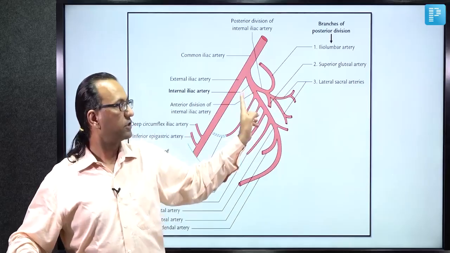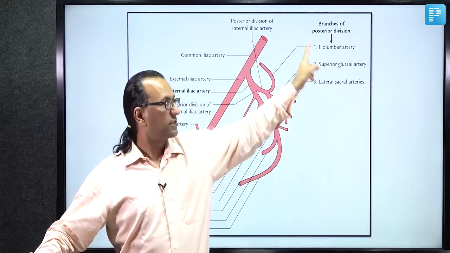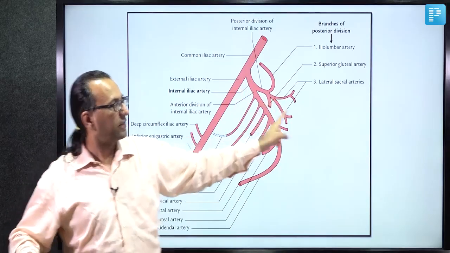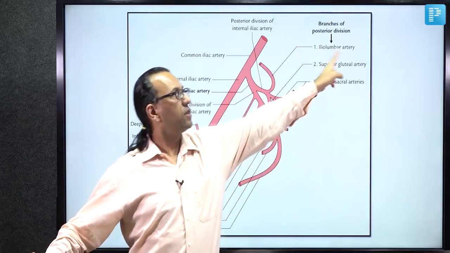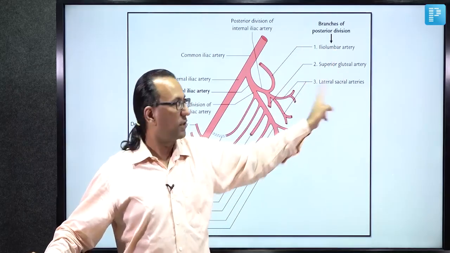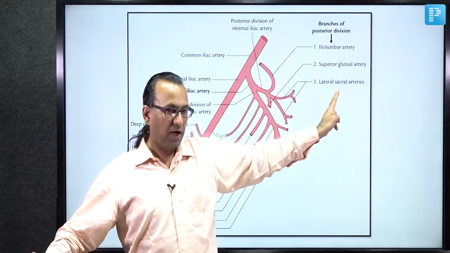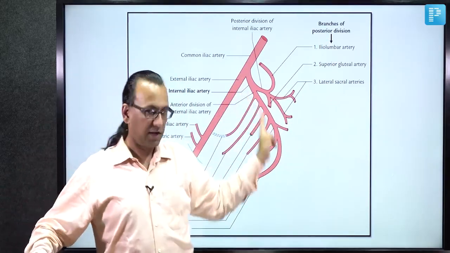You can remember the posterior division's three branches by the mnemonic SIL branches. In the SIL branches, the three branches of posterior division of internal iliac artery, the S is for superior gluteal artery, I is for the iliolumbar artery, and L is for the lateral sacral artery. Just remember three branches from the posterior division. Otherwise, all the other branches are coming from anterior division of the internal iliac artery.